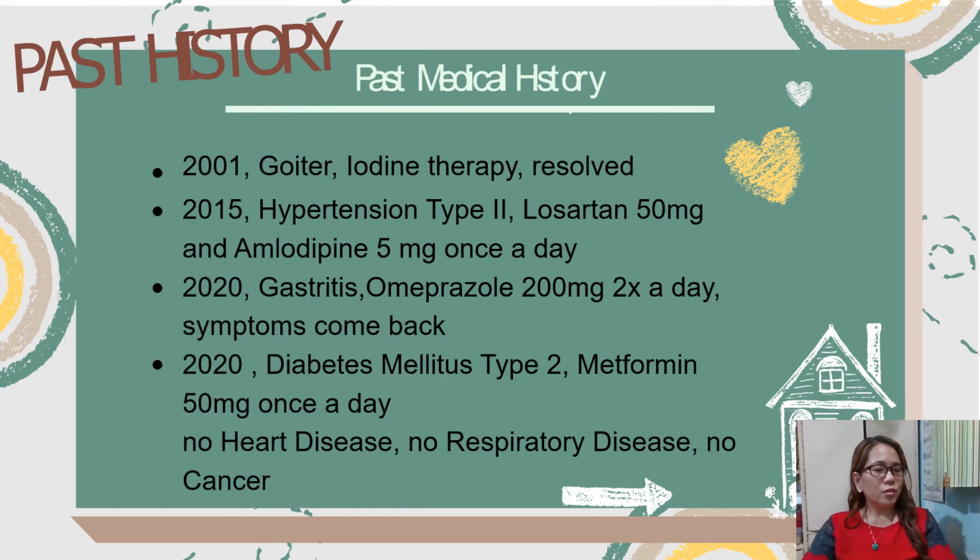Okay, so another example of the past medical history, no? 2001, the patient was diagnosed with goiter. So iodine therapy, ang kanyang medication, it was resolved. In 2015, the patient has hypertension, type 2. Okay, the medication was losartan 50 milligrams and amlodipine 5 milligrams once a day.